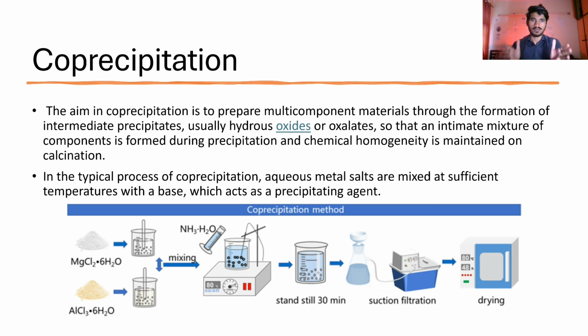Okay, so in the typical process of co-precipitation, we just mix the aqueous metal salts at a sufficient temperature with a base, and this base acts as the precipitating agent. Here, as you can see, we have magnesium chloride and aluminum chloride. We mix both of them. This NH3·H2O is the base, acting as the precipitating agent. When you mix them, there will be formation of precipitate after standing still for 30 minutes. Then you can perform suction filtration to obtain these precipitates, and when the precipitates are obtained, you can just dry them.